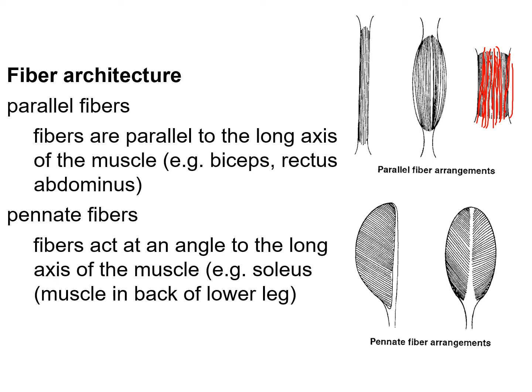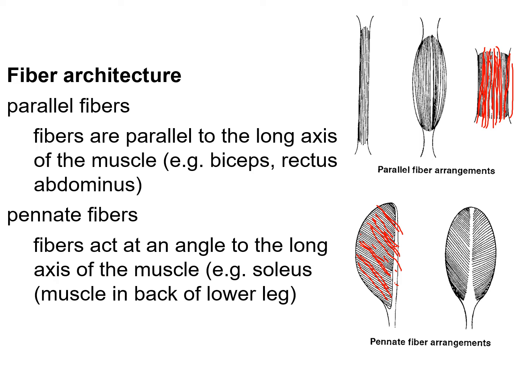However, because these are angled into the muscle line of action, the long axis of the muscle, more sarcomeres can be packed in there per muscle fiber. So we're able to produce more force, but they contract much more slowly. And then we can look at classifying pennate muscle fibers.